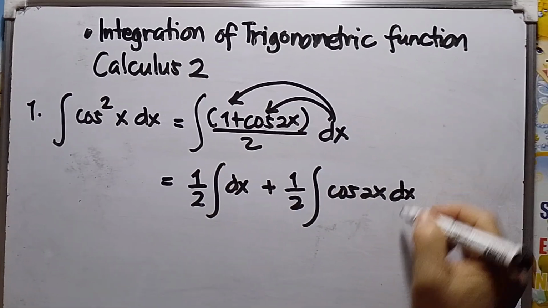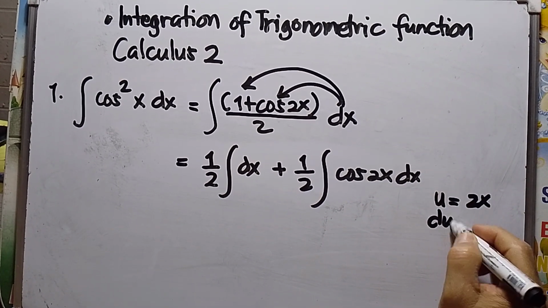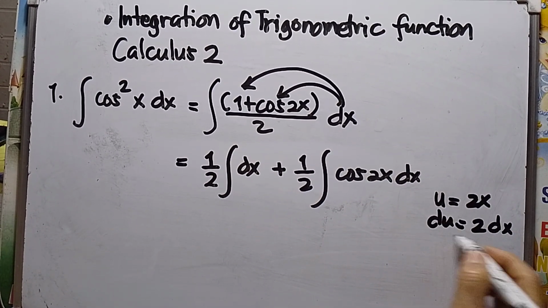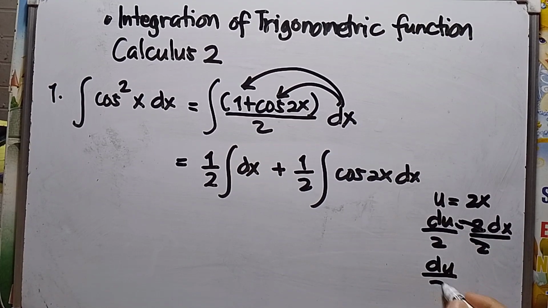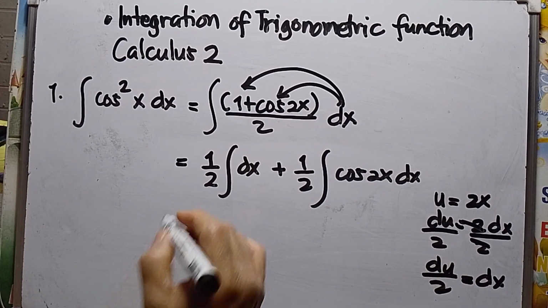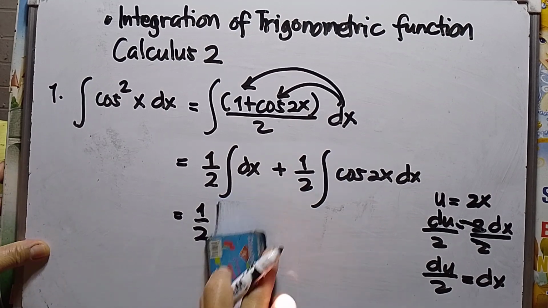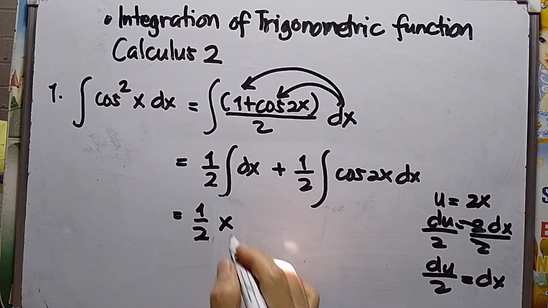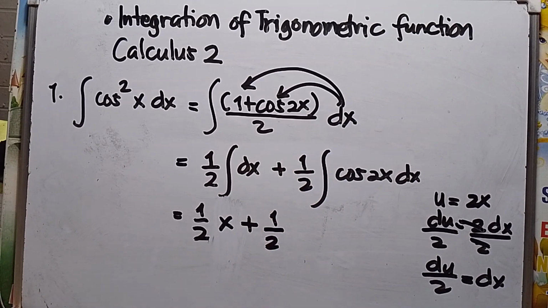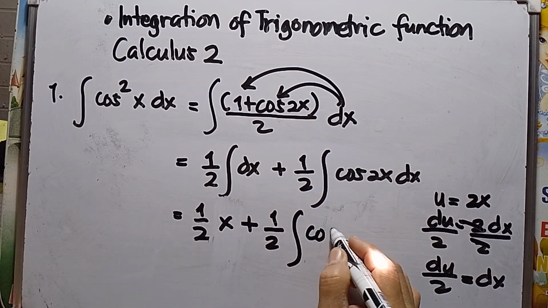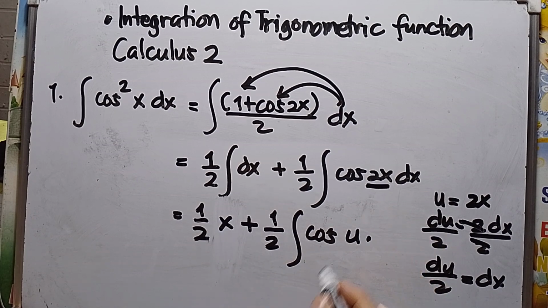Now, in here, assume that this is my u, 2x. Then du will be 2 dx. Divide 2 both sides. 2 will be crossed out, so I have du over 2 is equal to dx. So this one will be 1 over 2 integral of dx is x. Then this will be plus 1 over 2 integral of cosine. What is 2x? U. Then what is dx? Du over 2.